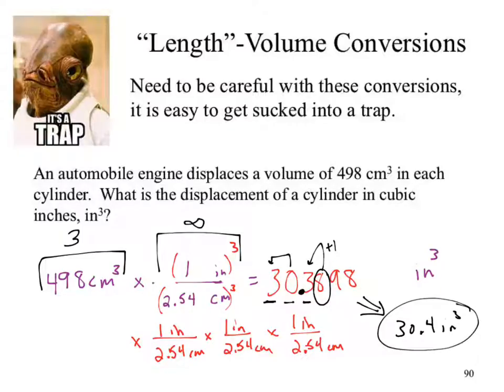What's that? The 9.8 was what your calculator spits out. That's the slide number. 90 is the slide number.